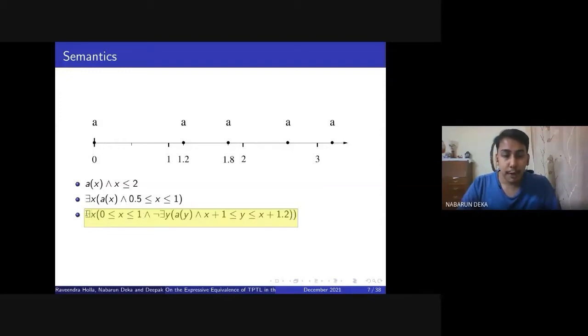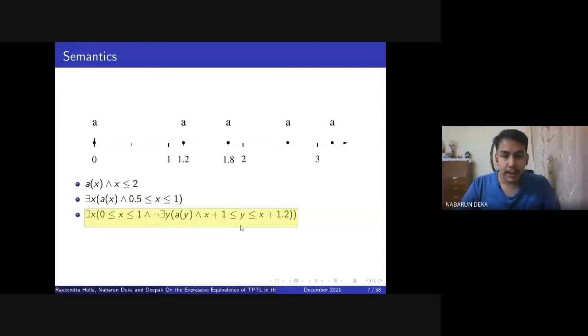However, if we were to interpret this in the pointwise semantics, then it means that there is an x which is an action point, which has an associated action with it and is between 0 and 1. If we observe, the only value x can take is 0. However, if we take x to be 0, then this is not satisfied, because with y equal to 1.2, this will be satisfied. So the negation becomes false. Hence, in the pointwise semantics, this time word does not satisfy this sentence.